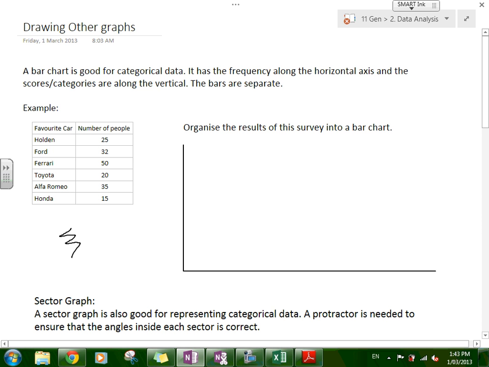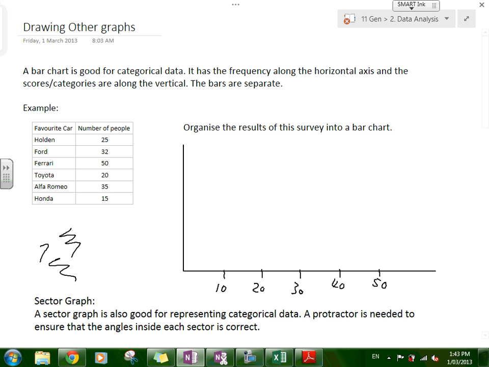Basically the idea is it goes up to 50, so I'm going to just do 10, 20, 30, 40, 50. And then we need one for each of the different types of cars. Favorite cars happen to be Holden, Ford, Ferrari. 1, 2, 3, 4, 5, 6. So you just do 1, 2, 3, 4, 5, 6.